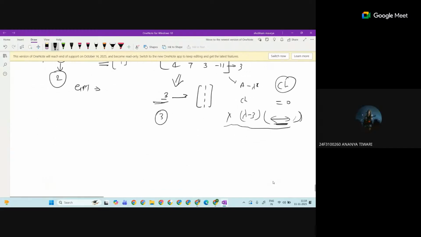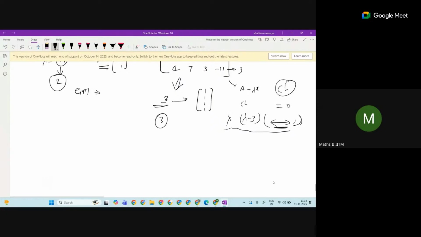If we are getting the same thing, then it will always be only one, like the all-ones vector, 1 1 1 1. Yeah, it is always going to be 1 1 1 1. Okay, sir. Suppose the case is that the algebraic multiplicity is 2, or let's say the geometric multiplicity is also 2.